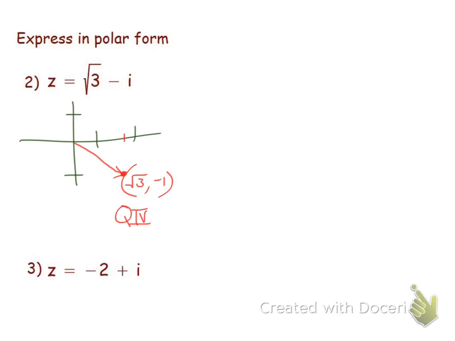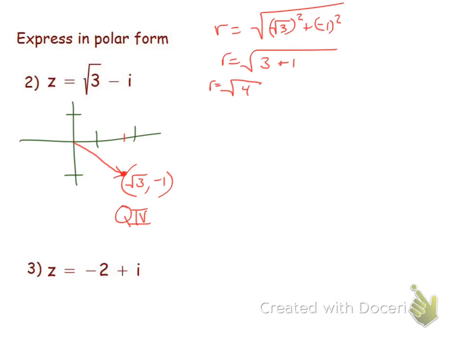So now I need to find r. So r is square root of square root of 3 squared plus -1 squared. So that's going to become the square root of 3 plus 1. r is equal to square root of 4, so r is equal to 2.